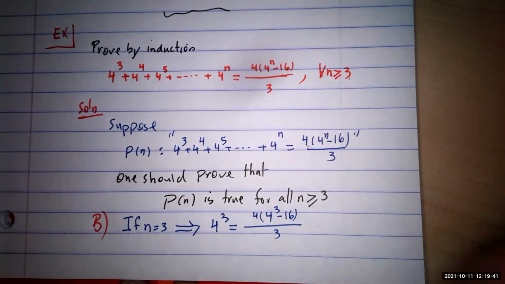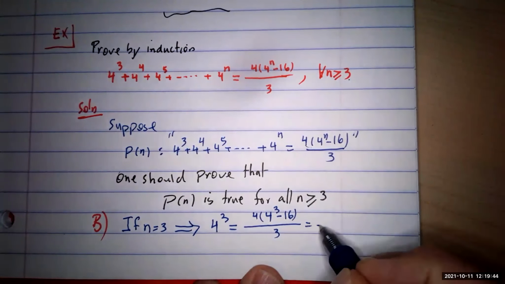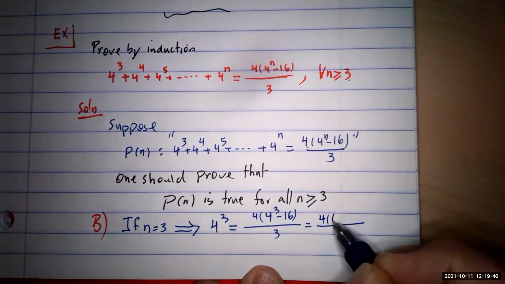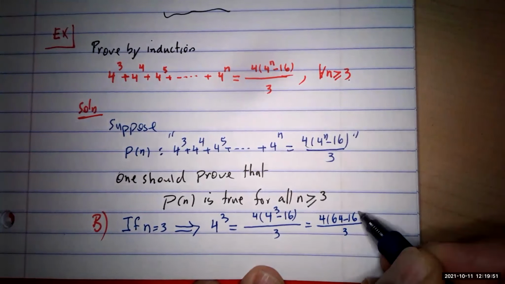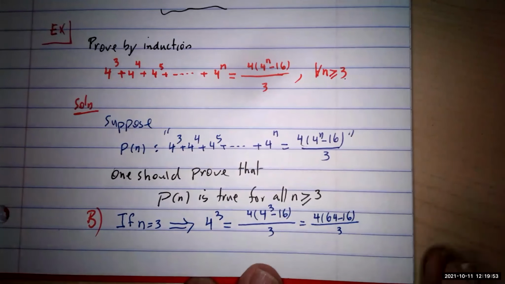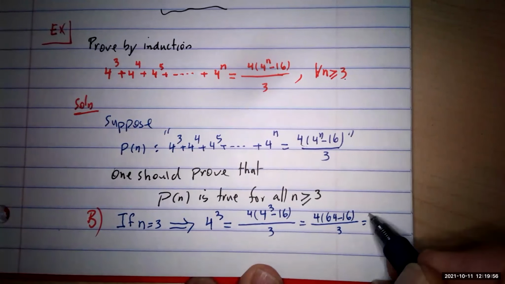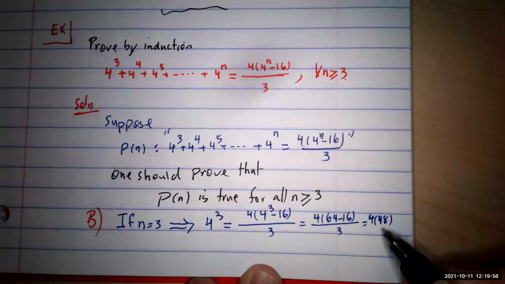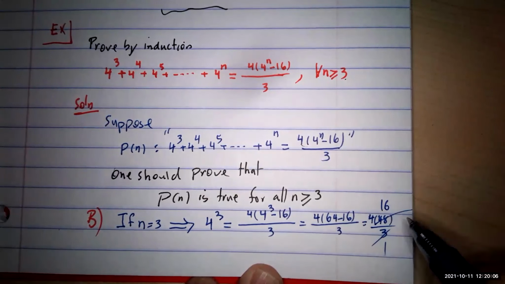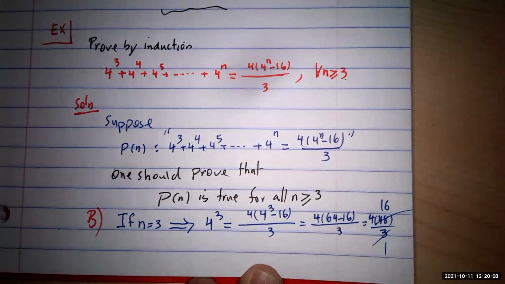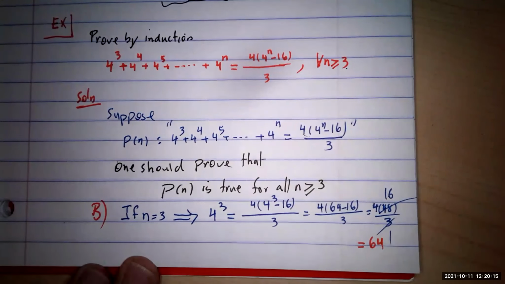So stay to the right. So this is going to be 4 times, that would be 64 minus 16, over 3. Okay, 64 minus 16 would be 48. So that gives 4 times 48 divided by 3. You simplify 48 by 3, that gives 16. 16 times 4 would be 64. And 64 is 4 cubed.